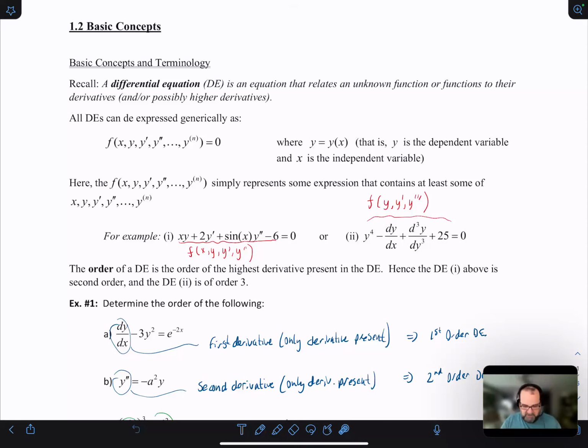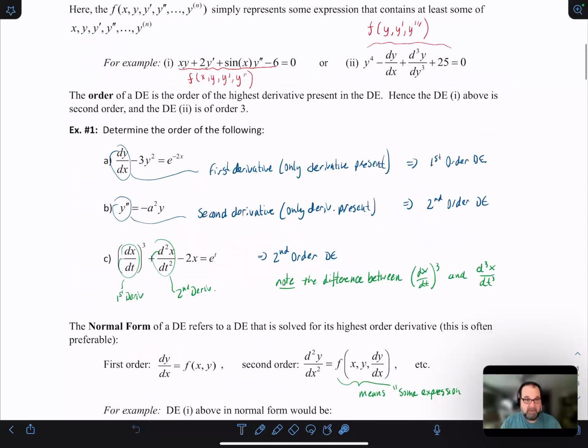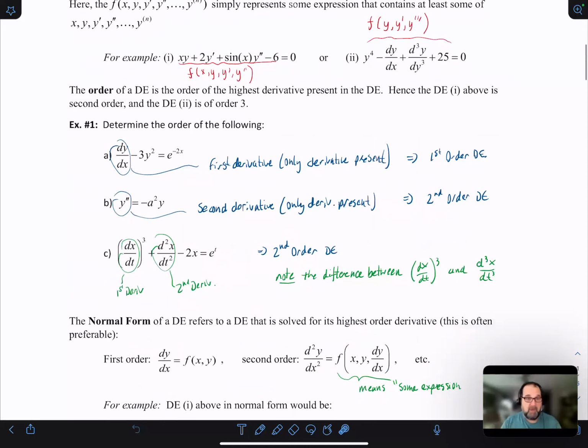The first concept here about DEs we want to consider is something called the order of a DE. The order of a DE is the order of the highest derivative that is present in the DE. So, for example, of the two DEs up here, this one has a y double prime in it. That makes this one a second order DE. It has a second derivative in it.